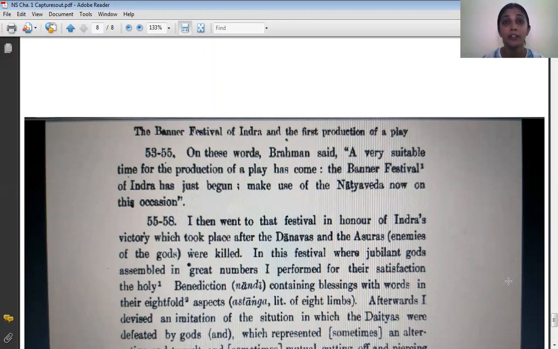Now, when a film is to be released in the movie theaters, it is released on every Friday, no matter which particular festival, which particular day it is, every Friday is fixed. But now this Natyaved is created by Brahma, so Brahma will not release it on any Friday. Brahma said that it should be first performed on the most suitable day, and that is why the first production of the play was on the banner festival of Indra.